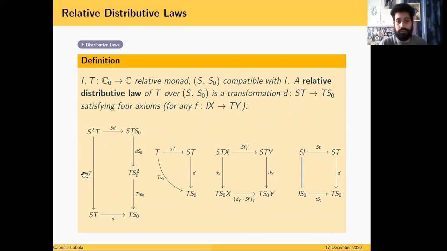So the only difference is that when there is an S on the right, we need to put S naught, and the same for the unit of S and S naught. And then we need to find two more axioms for T. So instead of the axiom about the multiplication, we have an axiom, this one, about the extension of T. And then we have an axiom about the unit of T, which is just this one.